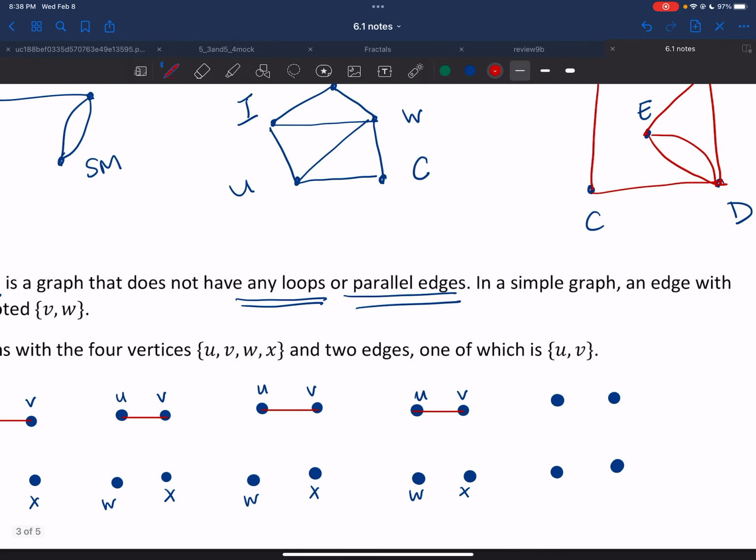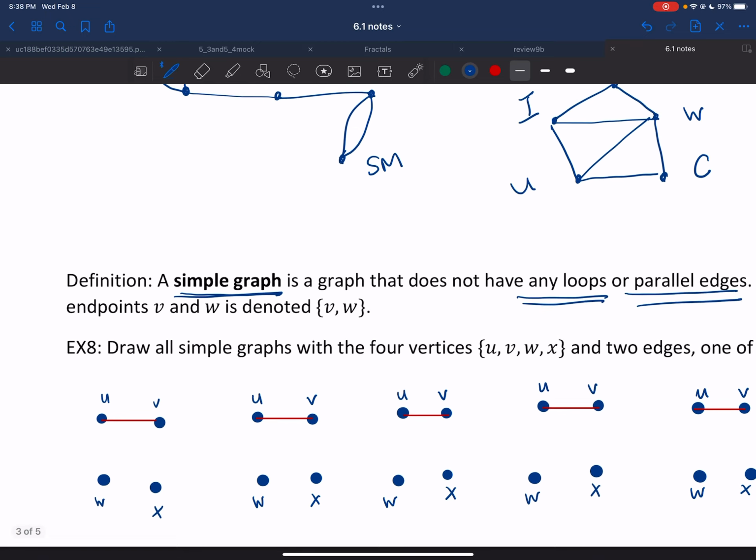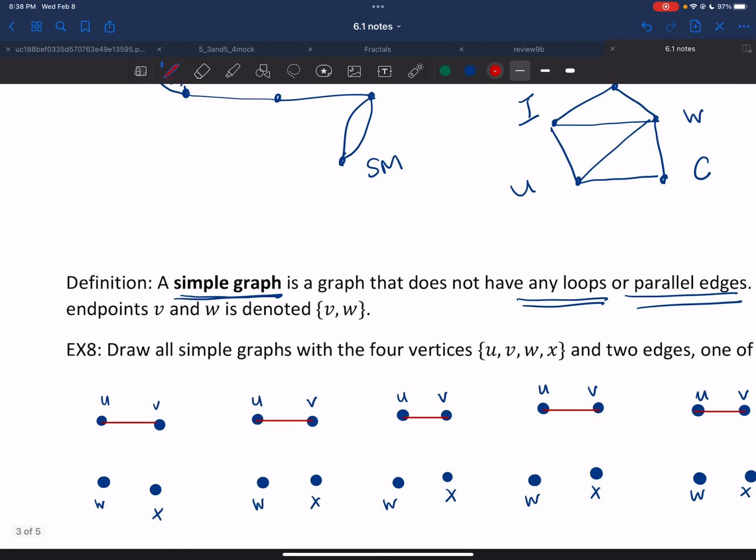Oops, I didn't label this one. Let's go ahead and take care of that now. All right, so now what we have to do is put one more edge on, and that's it. So I can do UW, and there's a new shape. So that's done with that one.